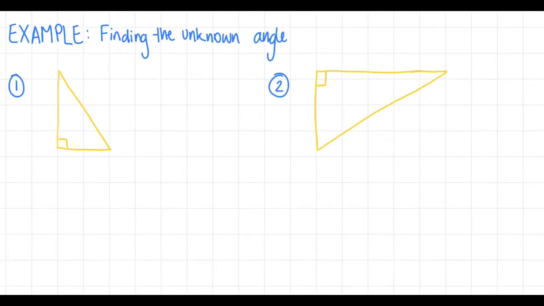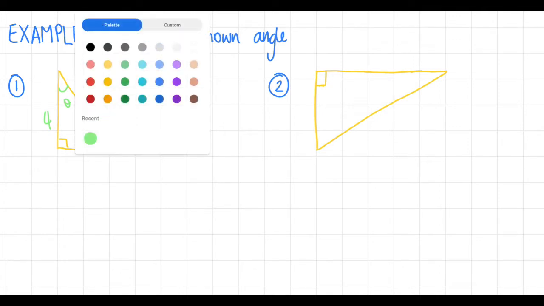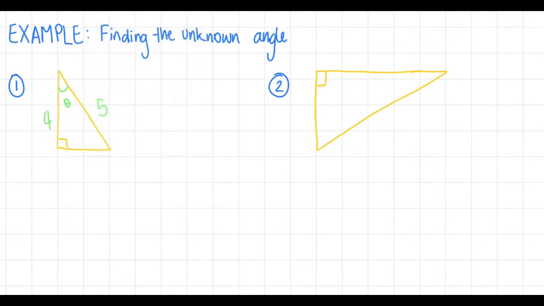So let's look at this example. We're going to be finding the unknown angle in these two triangles. So I'm going to make this our unknown angle here, and we're going to say this is 5 and this is 4. So let's label our triangle. I'll just change the color. So the side opposite the right angle is the hypotenuse. The side opposite the unknown angle is the opposite, and the last side is the adjacent.